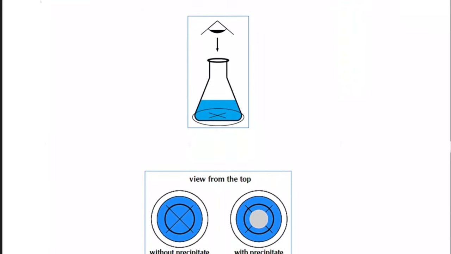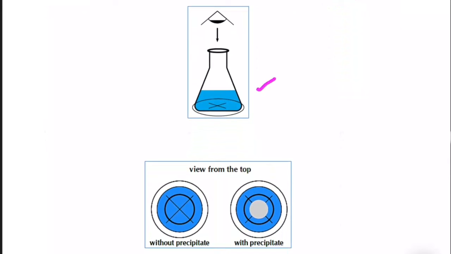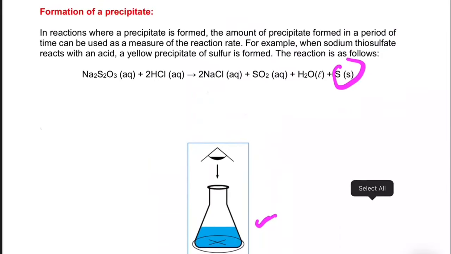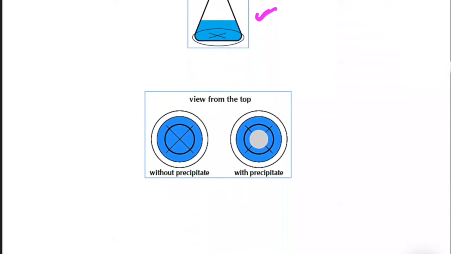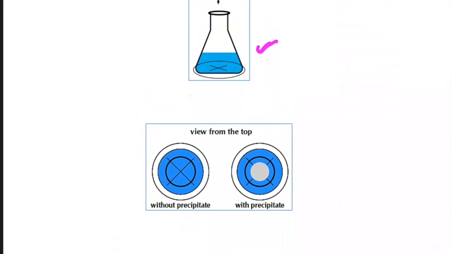So take a look at the setup. We have the reaction vessel on top of a paper that has an X on it. There's a marking there on top of the paper. From the top, looking down at the reactants, you can see the X clearly at the bottom of the reaction vessel. But as the reaction proceeds and this sulfur precipitate is formed, it will cover the marking at the bottom of the vessel.